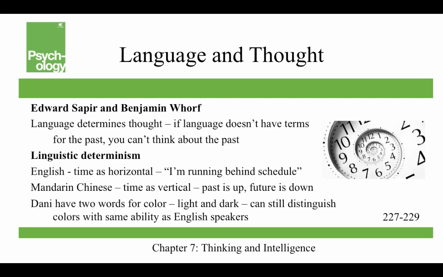What about language and thought? Well, Sapir and Whorf come up with a theory that language determines thought, that if a language doesn't have terms for something, then people can't think about it. And so the Hopi language didn't have terms for the past. And so they said, well, Hopi people can't think about the past.